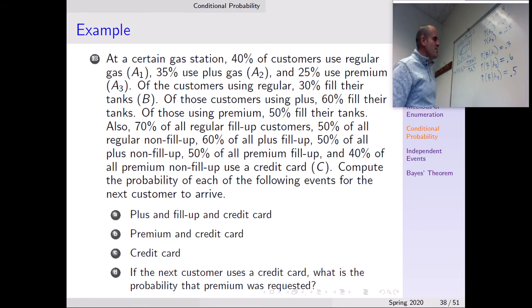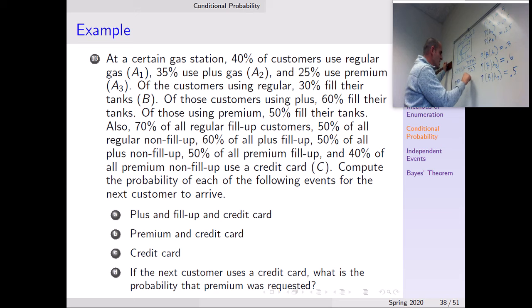So for instance, if I asked you for the probability that B didn't happen, I'll use B bar because that's what I used on the previous slide, the probability of not filling up given A1, what would that be? Well, if B eats up 30% of A1, then what proportion does B bar eat up of A1? It would be 70%.